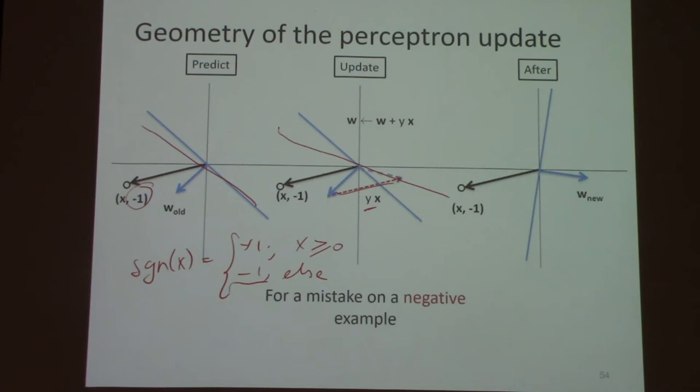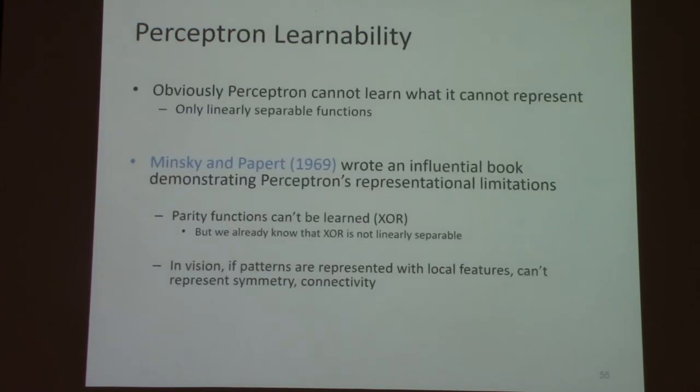So it's entirely possible, which is why at this point I feel like you guys are ready for the theorem, which is why the perceptron learnability theorem is an extremely non-obvious result. So before we get into it, a couple of things. First of all, obviously the perceptron algorithm can't learn what it can't represent. Meaning, functions that are not linearly separable cannot be learned using the perceptron algorithm.